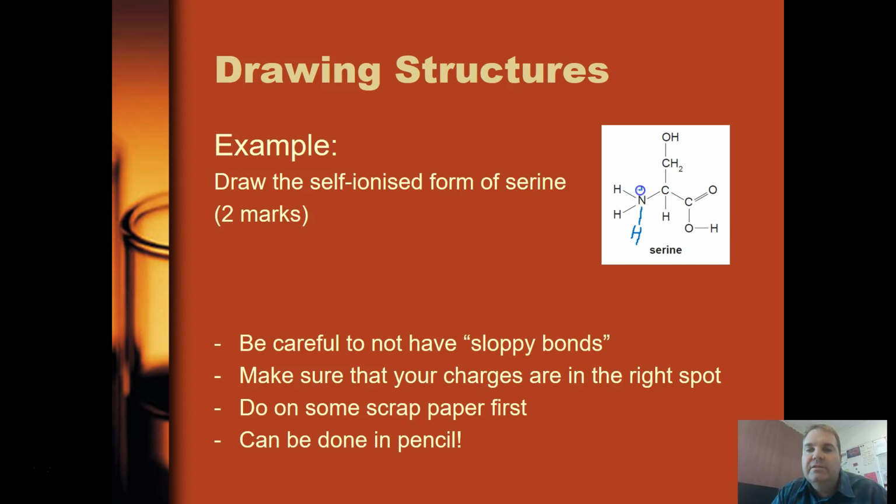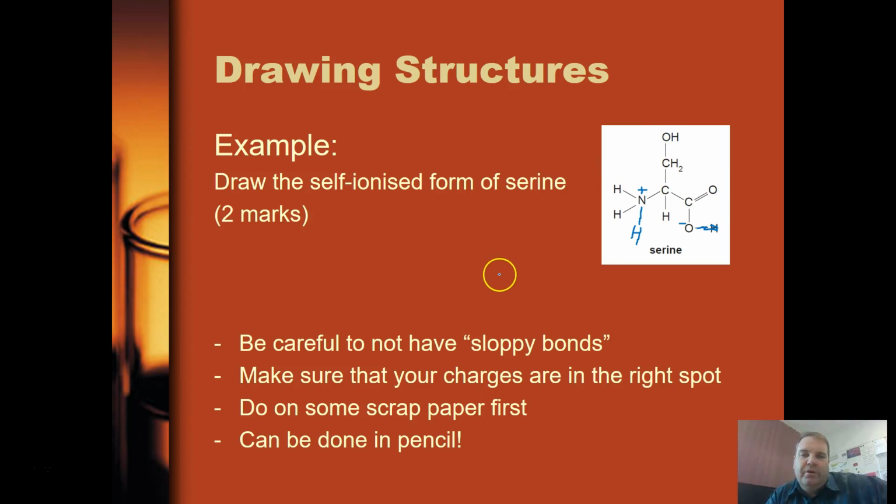So the positive is over here on the nitrogen, okay? And then this hydrogen here obviously disappears, so we've just gotten rid of that. And there's a negative charge over here, okay? Now, what's really important is to not have sloppy bonds, okay? So look very clearly here that the carbon is attached to the OH.